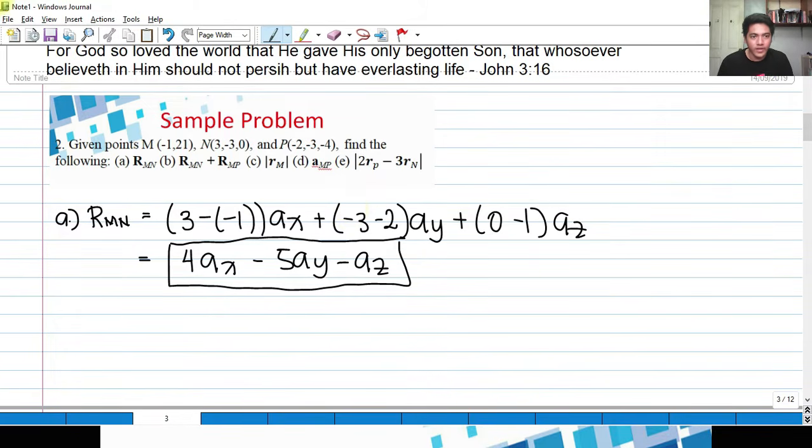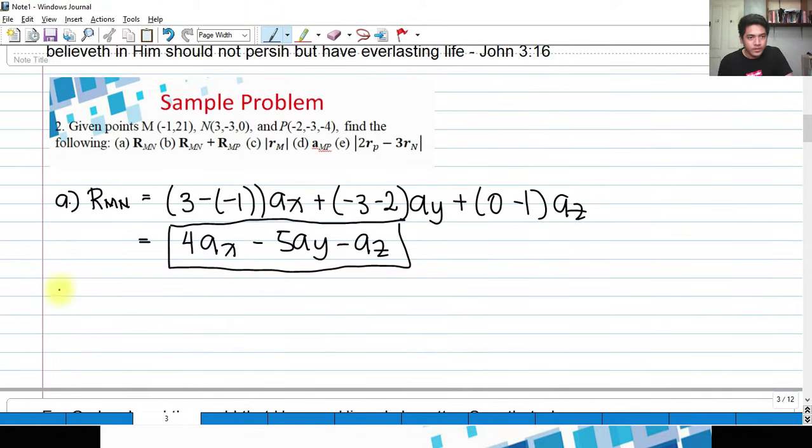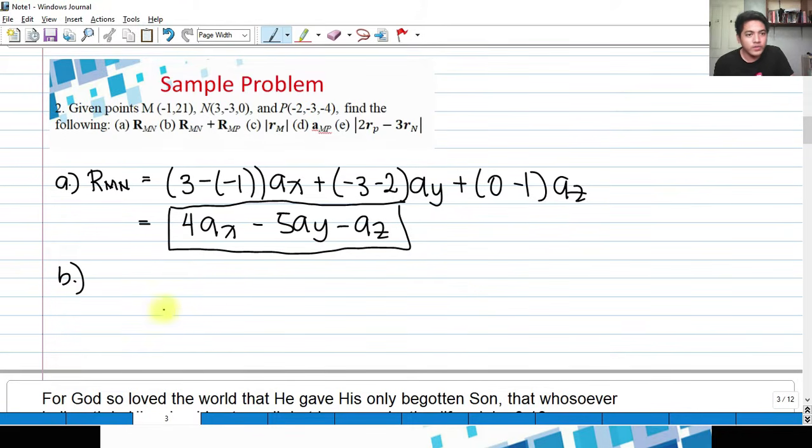Okay? Vector from M to N. So let's try to solve letter B. We have vector R_MN plus R_MP, where R sub MP means the vector from M to P. We already got the vector R_MN. How about the vector R_MP?